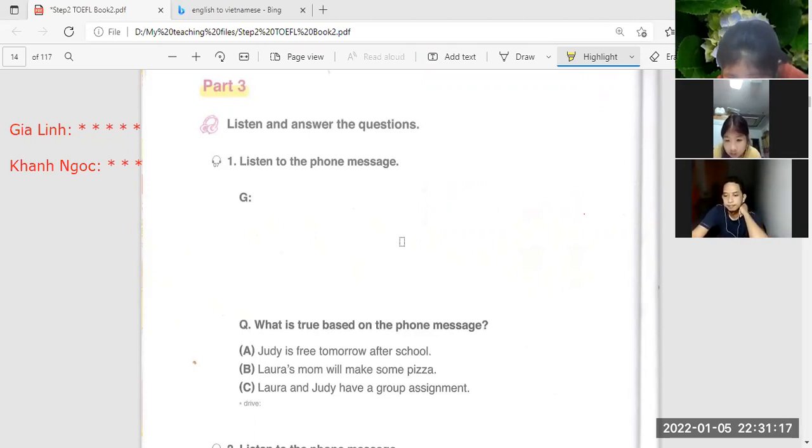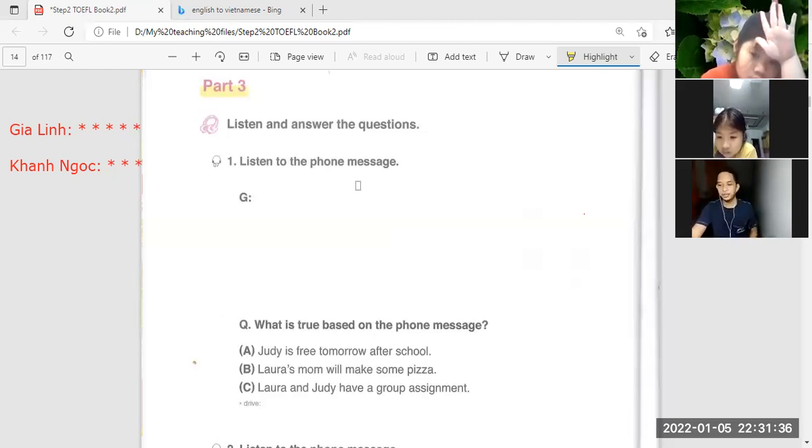What is true based on the phone message? A. Judy is free tomorrow after school. B. Laura's mom will make some pizza. C. Laura and Judy have a group assignment.